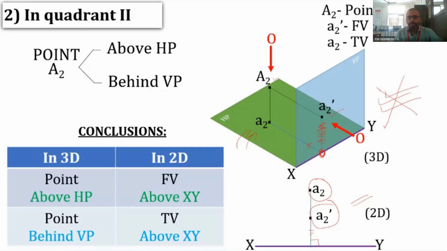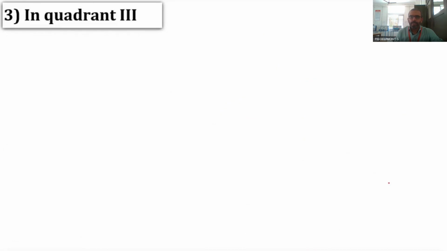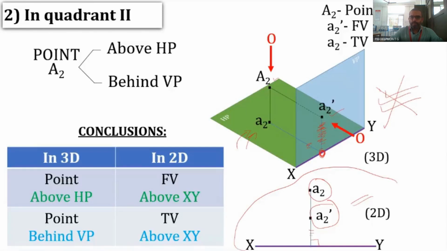So if you are asked to draw the projections of a point lying in the second quadrant, it will be something like this. Only this much drawing is enough. Whatever is encircled here, only this much drawing is required. Nothing more is required.